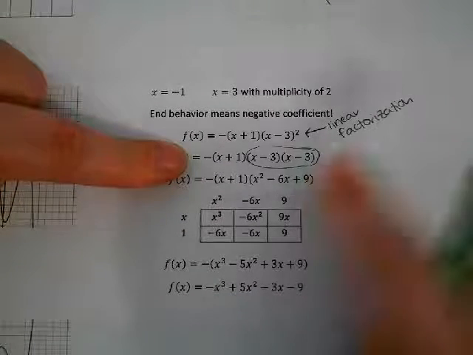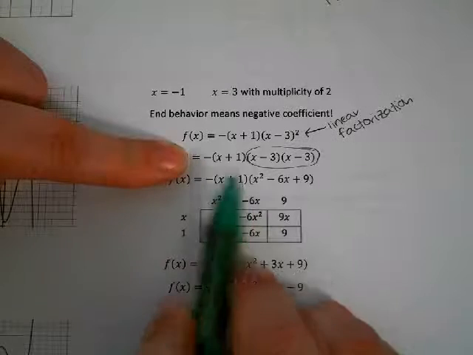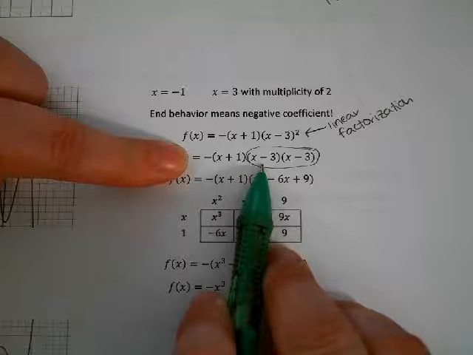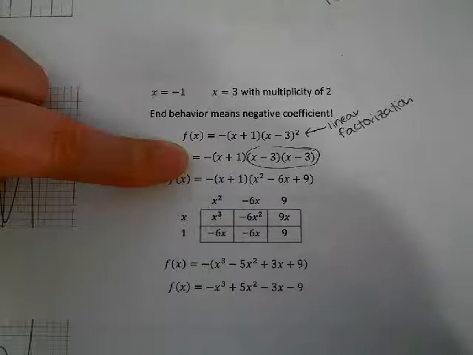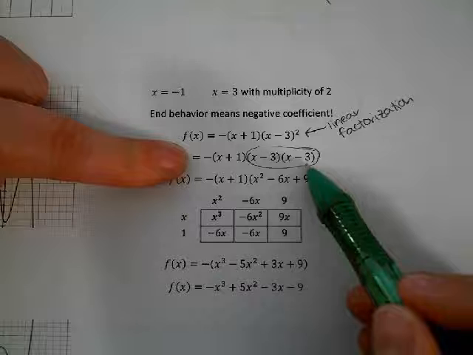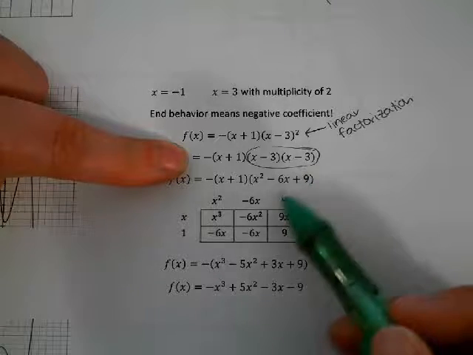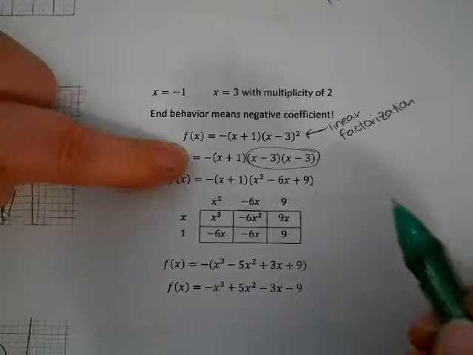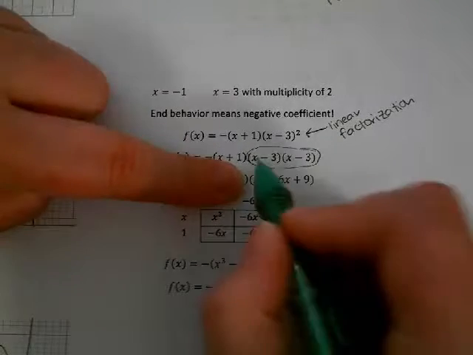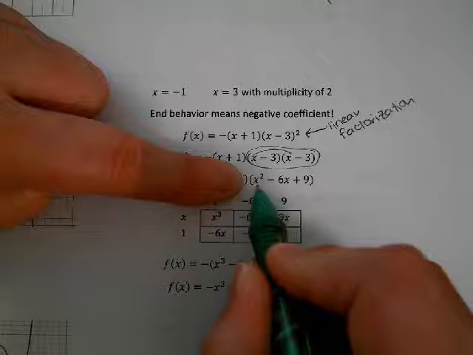It doesn't matter which one you FOIL. You could have done the x plus 1 and the x minus 3 and FOILed those first. It doesn't really matter. I happened to choose the 2 on the end. That was my choice. It doesn't really make a difference though. So then I took this and I did the x times x to get the x squared.